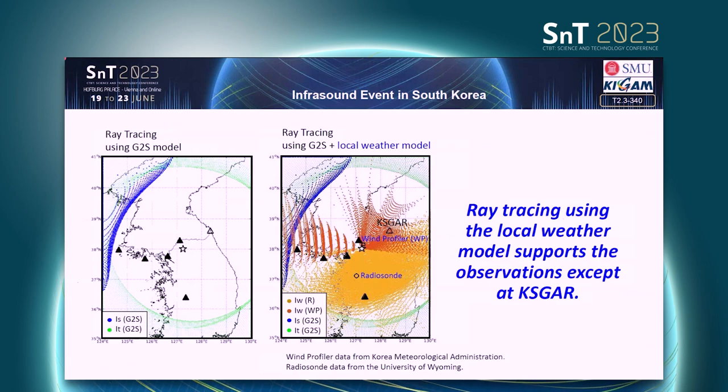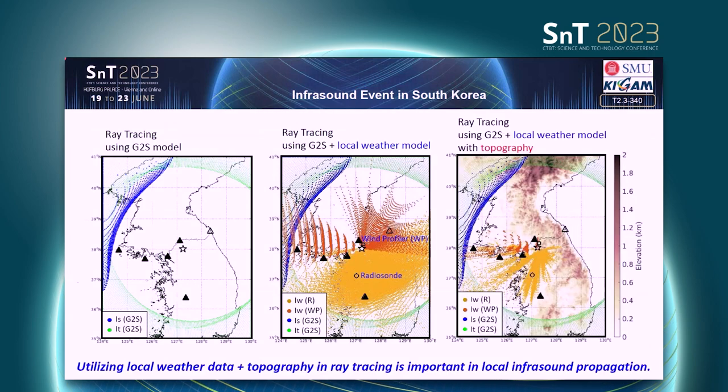We were not satisfied with this result, and then we tried Fielder Explorer with the topography. Actually, KSJR is surrounded by mountains, so there may be some propagation barrier. You can see here the ensonified region. We are running out of time, okay. The ensonified region corresponds to our observation, so it was very promising.